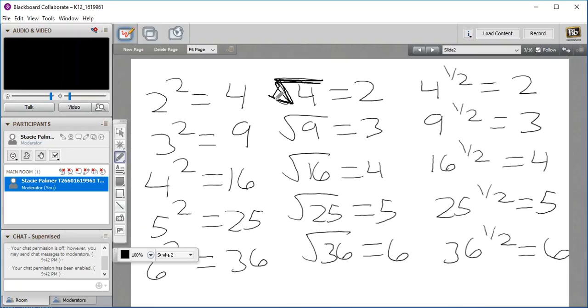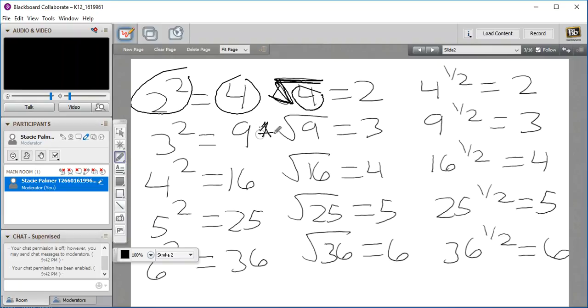Okay, so when we take the square root, we're trying to figure out what number do we multiply by itself, or what number do we square to get to 4. Okay, and we know that that would be a 2. 2 squared is 4. Okay, let's look at the next one.